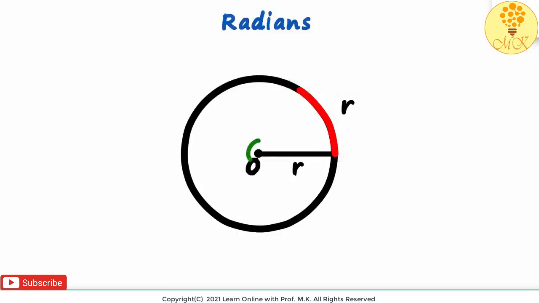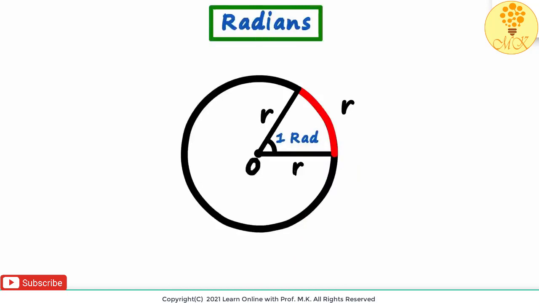Now, from the center of the circle, we draw another radius that joins the other end point of the red curve. This length will also be R as it's the radius. Let's analyze the figure. We have an arc of length equal to the radius of the circle and two radii joining the center and the endpoints of that arc. Remember, the length of the arc is equal to the radius of the circle. This angle formed here is 1 radian. That's the concept of radians.